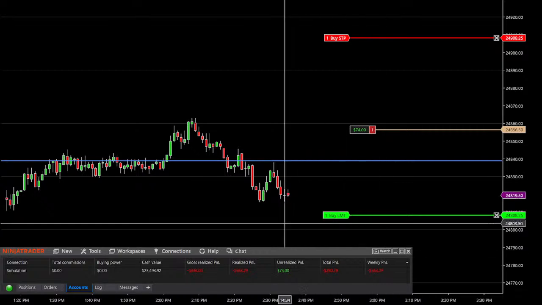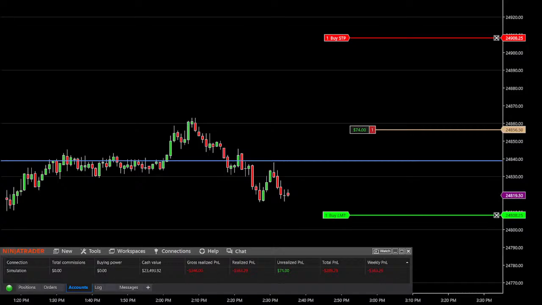Alright, now what else? Oh, that's right. I was trying to get these indicators to work. Still haven't got a message back from Max.